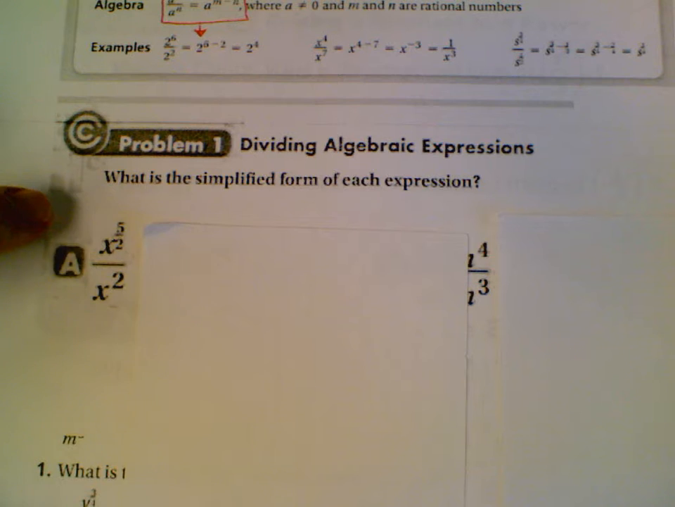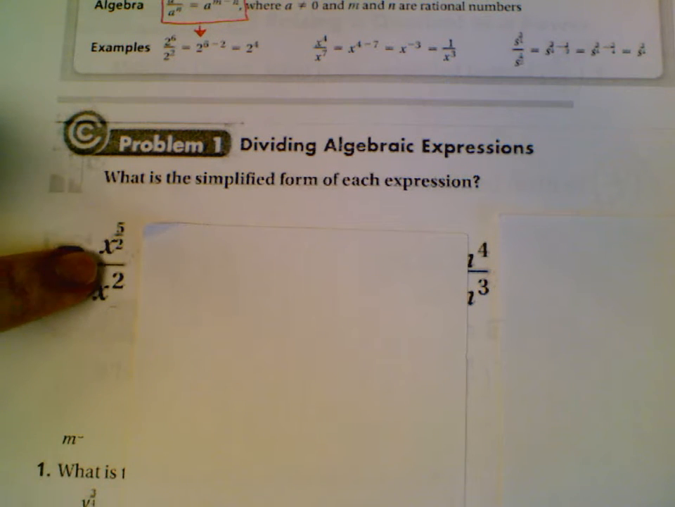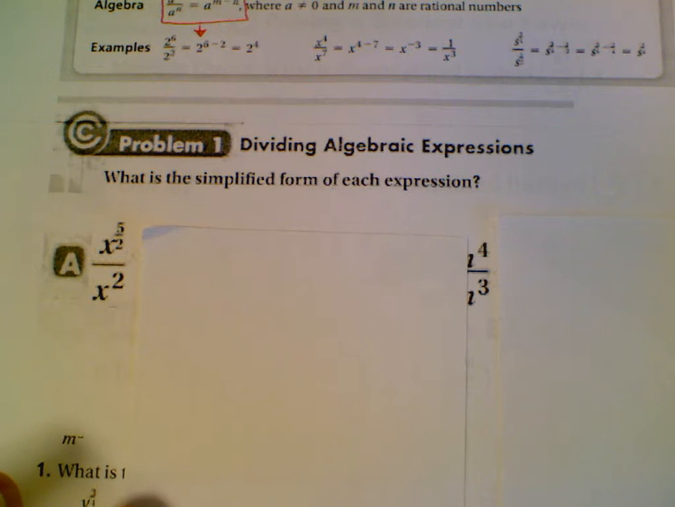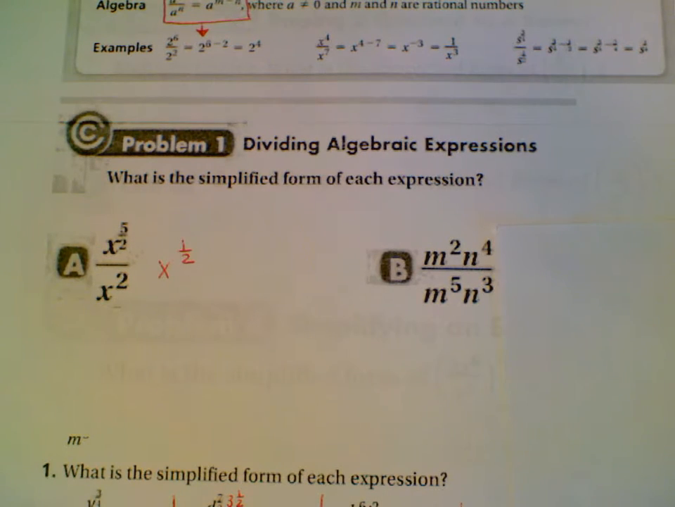So here's my first one, x to the 5 halves over x to the 2nd. My bases are the same, so I'm going to just subtract my exponents. So if I subtract 5 halves minus 2, I'm going to get x to the 1 half.